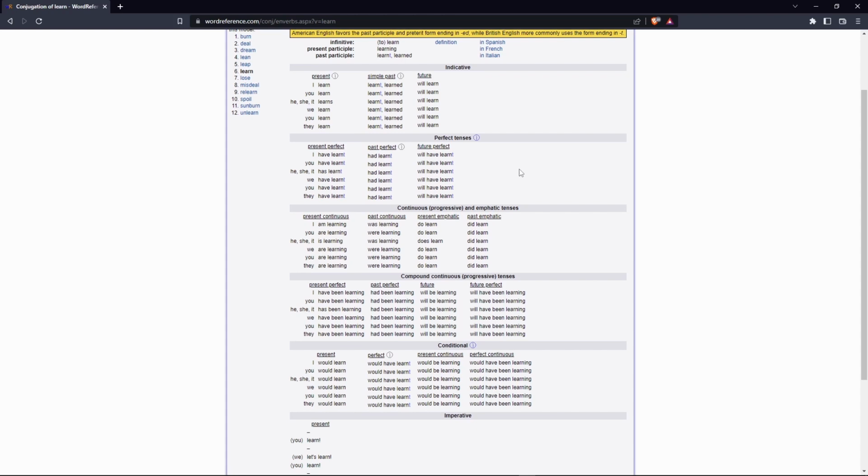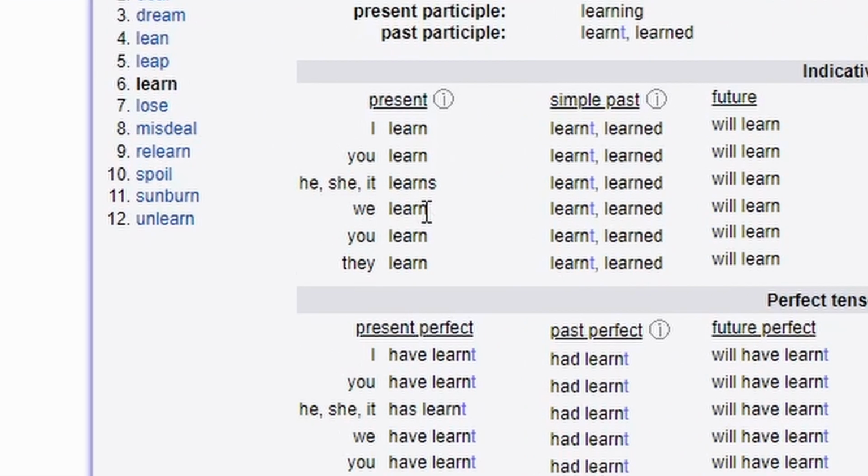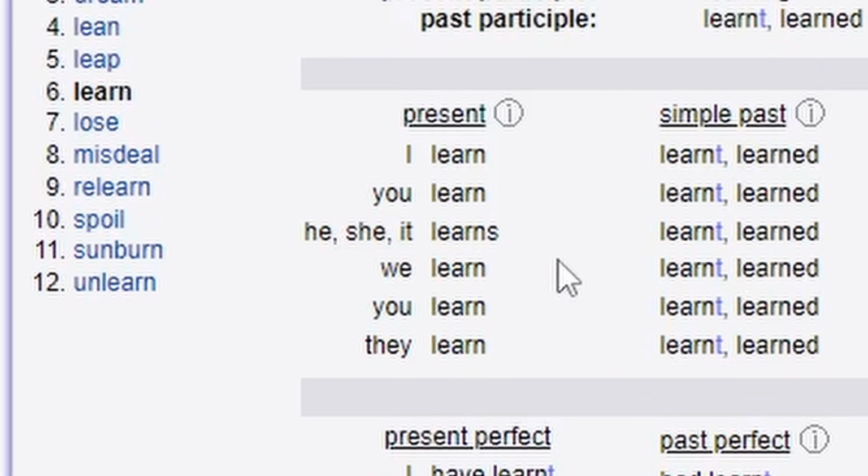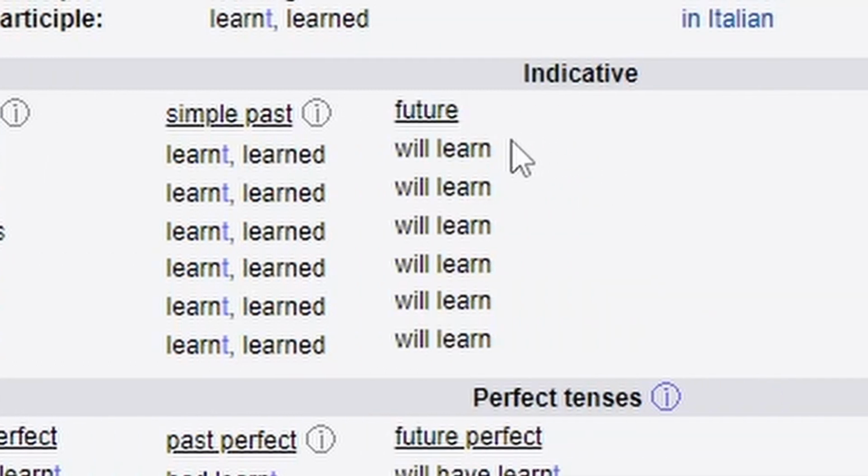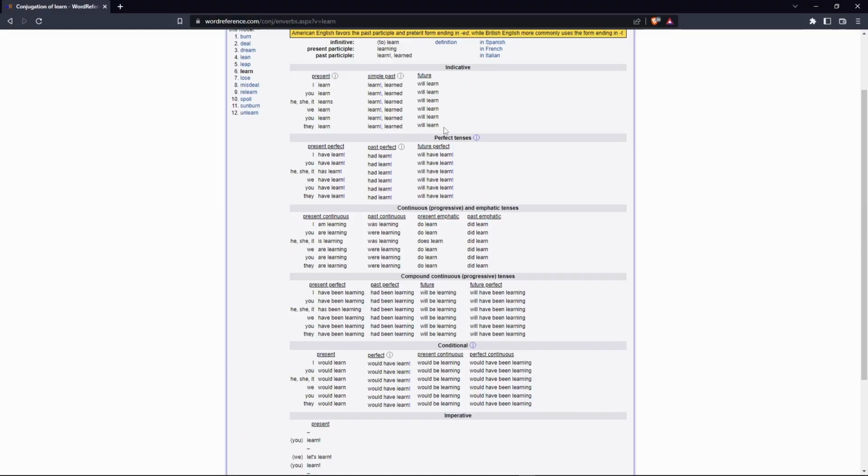If you struggle with conjugating in the present tense, if you're a beginner, you can see clearly here how the verb learn conjugates. It all stays the same except he, she, it. We call that the third person singular. It has an S ending. In the future, the infinitive learn stays the same.